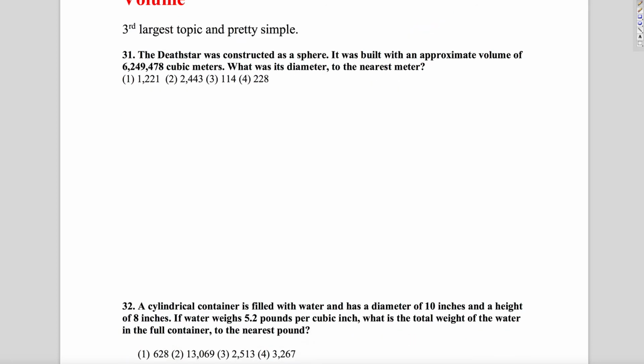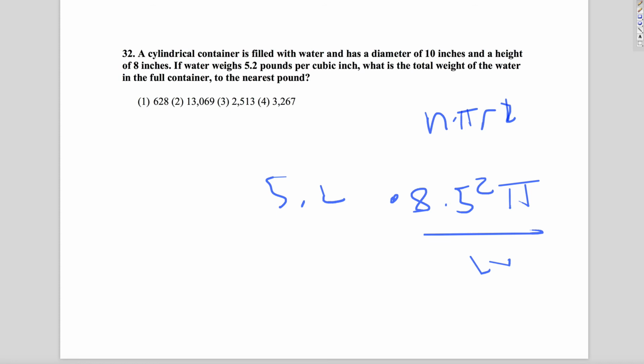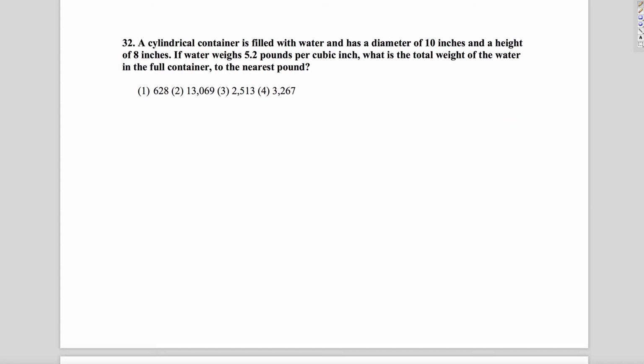The next one, a cylindrical container, cylinder, okay, pi r squared h. It's filled with water and has a diameter of 10 inches, so 5, and a height of 8. If the water weighs, what is the weight of the container? So now what you have to do is you get this number, and then you multiply it by the pounds per cubic inch. It'll give you cubic inch times pounds, and they always add that extra step. Always.